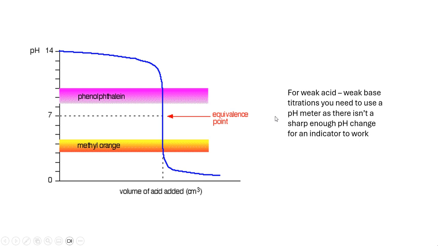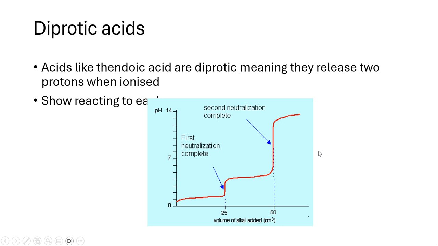However, for weak acid and weak base titrations, as you saw in the top right of those four images, there's a very short equivalence point. So you can't even judge it. Therefore you need to use a pH meter, as it isn't a sharp enough pH change for an indicator to actually work. Because it's so tight, there's no way an indicator is going to work. So you need to use a pH meter, or they call it a pH probe as well.